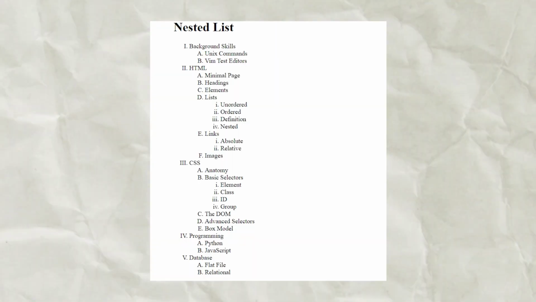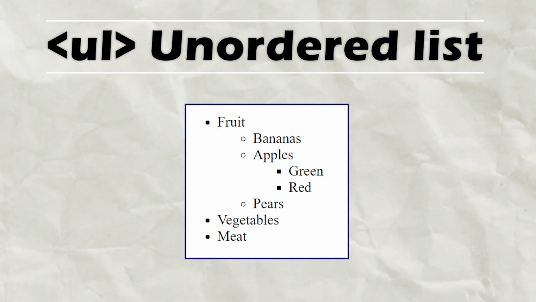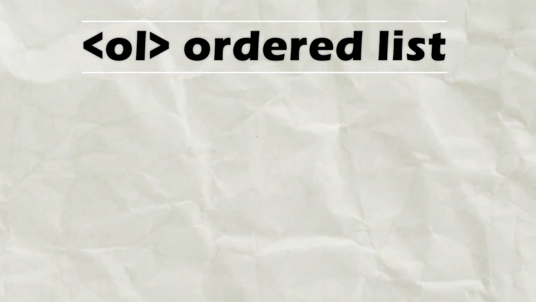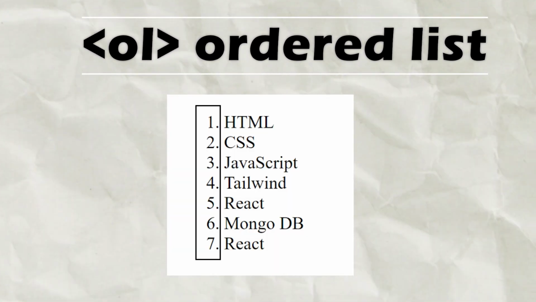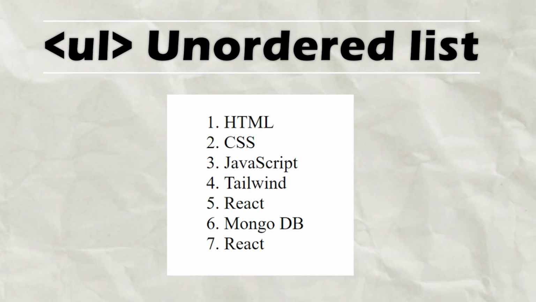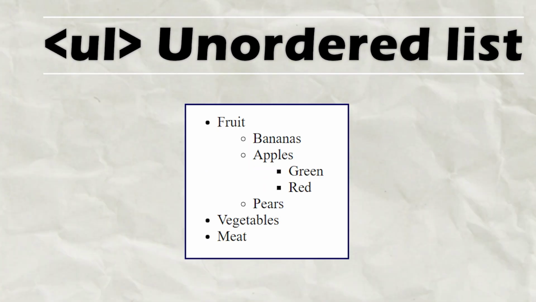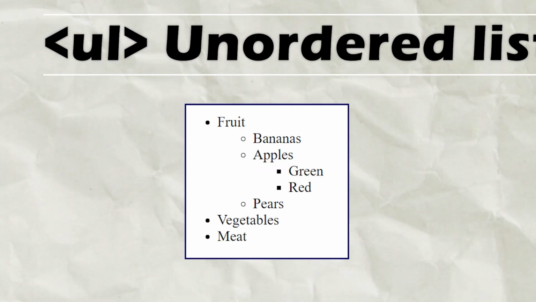First, let's see what a list is. Think of them as a neat way to organize your data. In HTML, we have UL for unordered list and OL for ordered list. In an ordered list, it has some indexing. On the other side, an unordered list only contains pointers. So let's see them in Visual Studio Code.